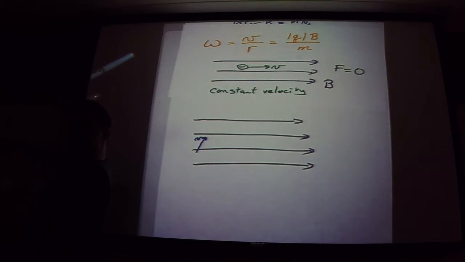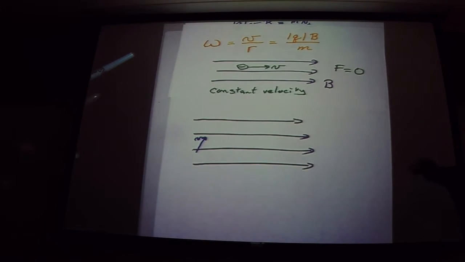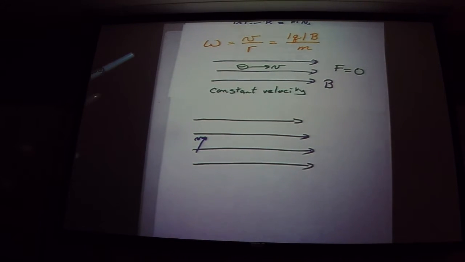So what you get is a circular motion this way. Here's a circle. Circular motion. Now we're going to move it parallel at constant speed, like that. You get both motions combined. So you get a spiral, and it spirals along the magnetic field line.